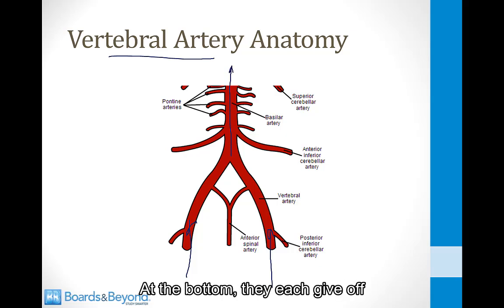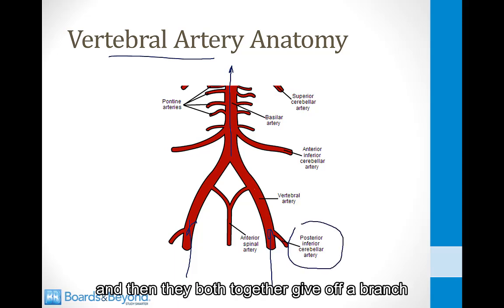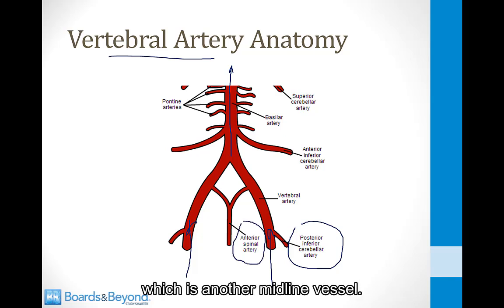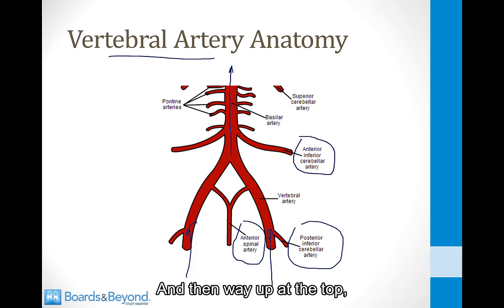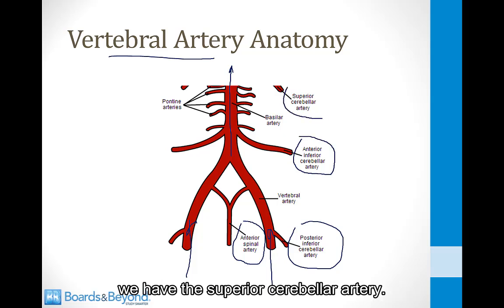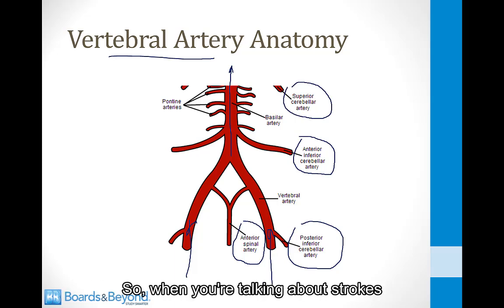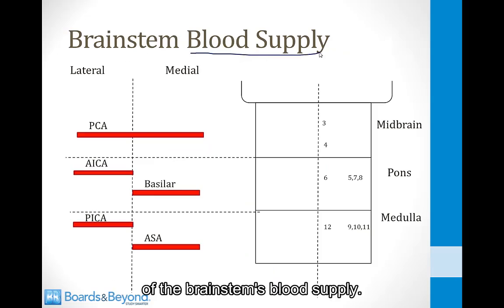At the bottom, they each give off a posterior inferior cerebellar artery, and then they both together give off a branch that goes and forms the anterior spinal artery, which is another midline vessel. Up here off the basilar artery come two anterior inferior cerebellar arteries, and then way up at the top we have the superior cerebellar artery. Basically all these vessels supply the brainstem, so when you're talking about strokes of the vertebral artery system, you're talking about brainstem strokes.